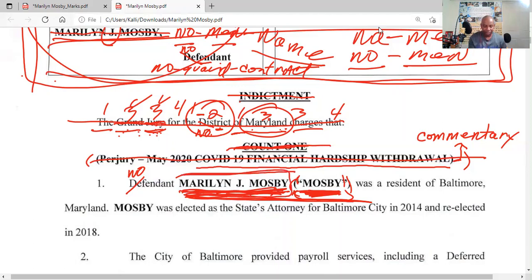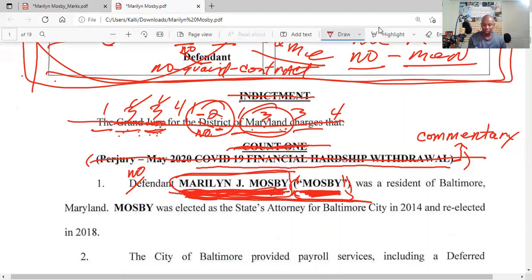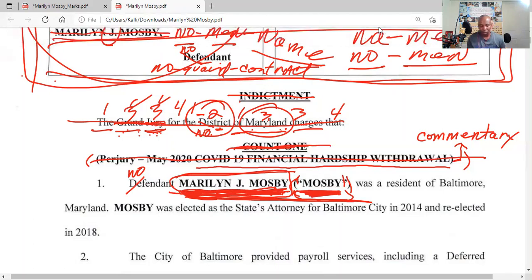These are initialisms, and each initialism means or represents a word, right? So not only do they want us to use our social and educational conditioning to believe that this is the name of Marilyn Mosby, but they also want us to say that we're substituting this for this in the body of the document, which they are not. For all intents and purposes, this is not even a part of the document.